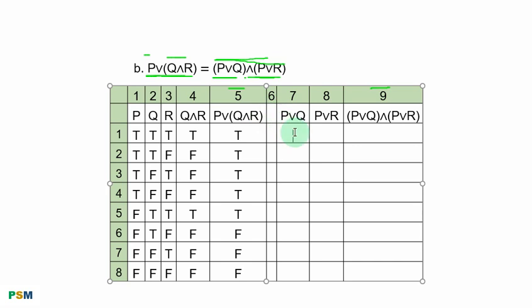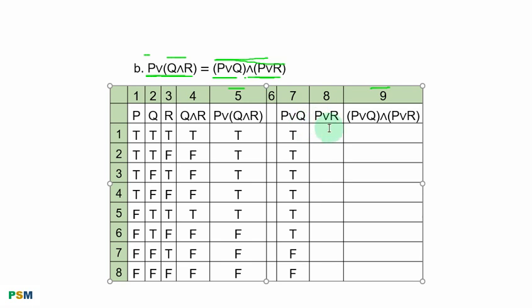We move to column head 7. That is using column heads 1 and 2 under the connective OR. The outcome is false when both are false. So TT there is T. Number 2, TT is T. Number 3, TF is T. Number 4, TF is T. Number 5, FT is T. Number 6, FT is T. Number 7, FF is F. Number 8, FF is F.